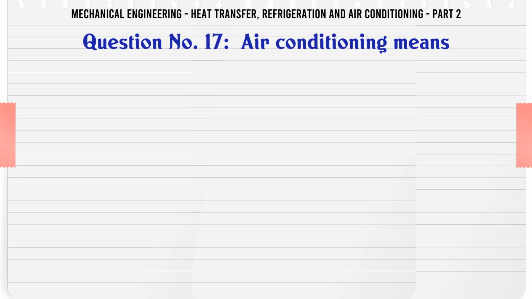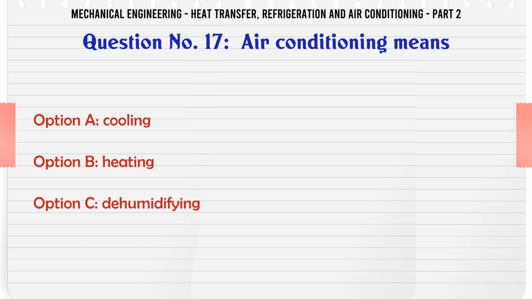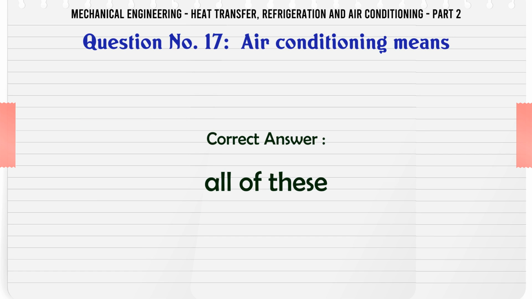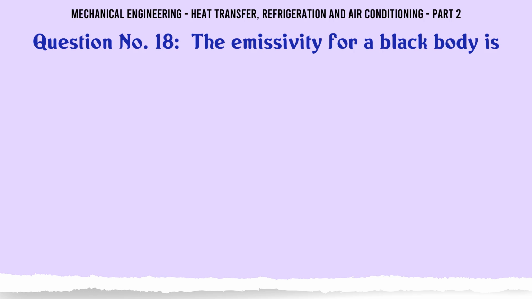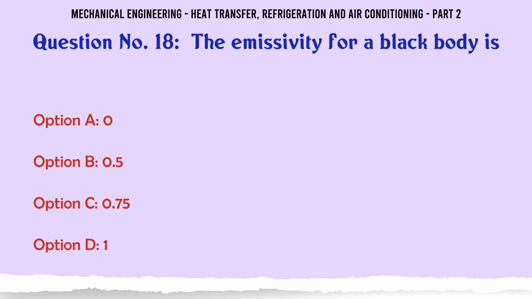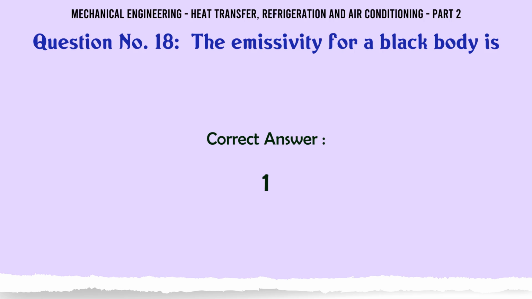Air conditioning means: A. Cooling. B. Heating. C. Dehumidifying. D. All of these. The correct answer is all of these. The emissivity for a black body is: A. 0, B. 0.5, C. 0.75, D. 1. The correct answer is 1.